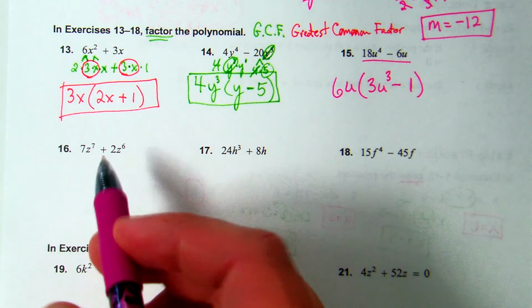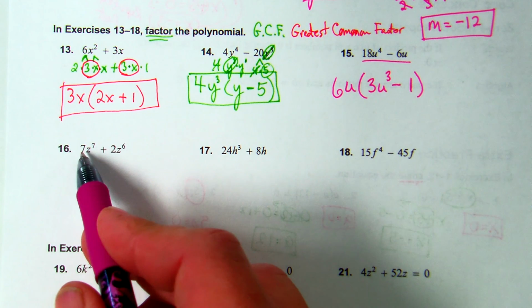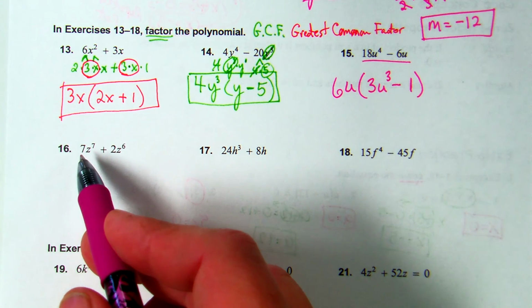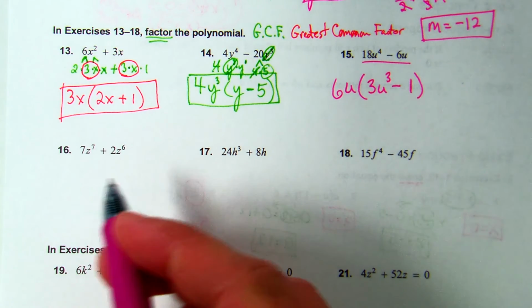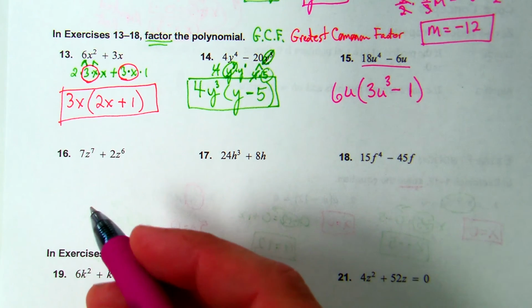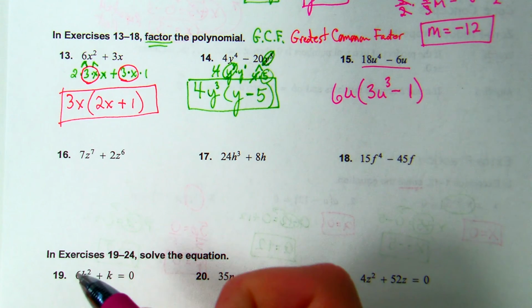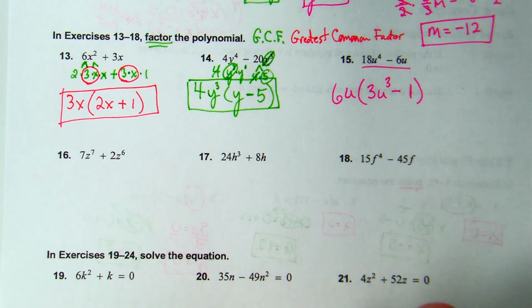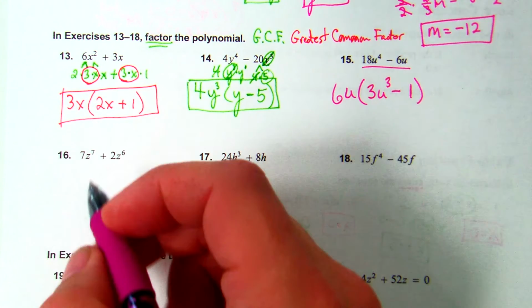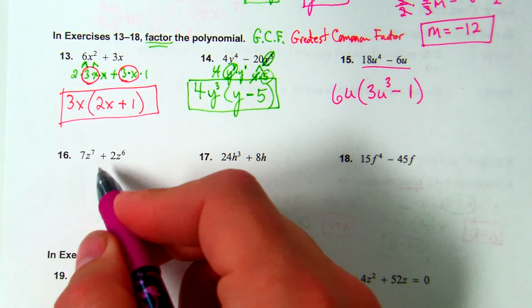Can I pull out a 2 from 7? No, I can't, not evenly at least, right? And so it doesn't look like we're going to be able to use any numbers as part of our greatest common factor. In this case, I'm only going to be able to pull out a variable. And what's the least degree of exponent that's in both terms? You might want to look at it that way as well. What is the least degree that's in both terms?